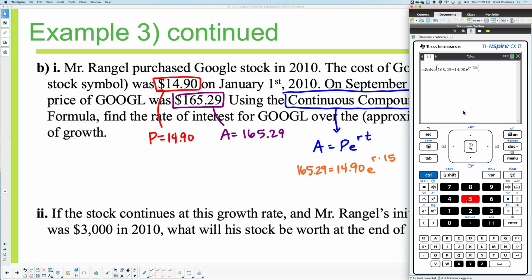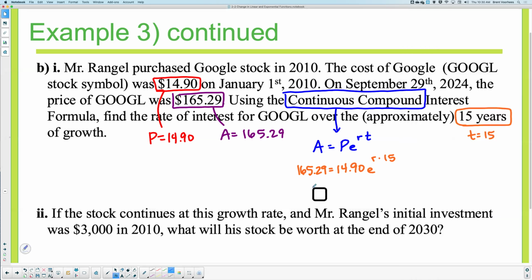Some of you who are not solve rookies, what's the thing that I need to add? Comma R. Press enter. What do you get for the rate? Are you getting 0.160 and so on? All right, great. That means this has been growing. College Board requires 3 decimals, so I'm going to put 0.160 here. This has been growing at 16.0% a year for those approximate 15 years.